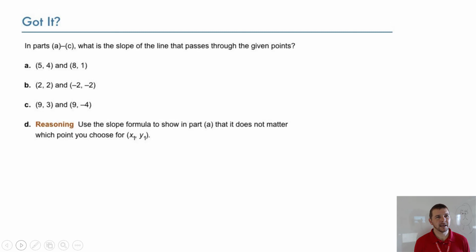Your turn. In parts A through C, what is the slope of the line that passes through the given points? And part D, a reasoning item, use the slope formula to show in part A that it does not matter which point you choose for x1, y1.